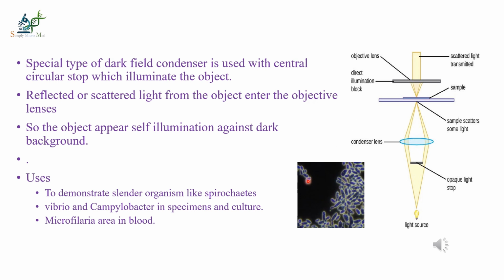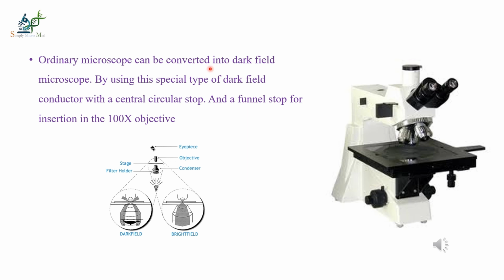So we will get a clear, visible microorganism with dark background image. This darkfield microscopy is used to demonstrate slender organisms like spirochetes, Vibrio and Campylobacter in specimen and in culture, microfilaria in blood. An ordinary microscope can be converted into darkfield microscopy by using a special type of darkfield condenser and a central circular stopper and a funnel stop for insertion of the 100x objective, so that the simple or the compound microscope can be converted into darkfield microscopy by adding this special type of condenser.